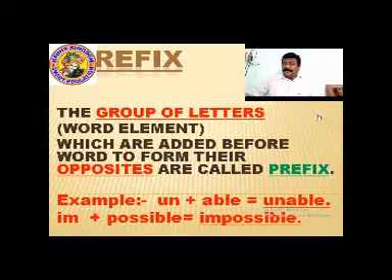Opposites, O-P-P-O-S-I-T-E-S, opposites. What are the opposites? Possible is the thing which can be done. We have added IM prior to it and made its opposite, which says now the work is impossible. To make opposites of the word, we use prefix.